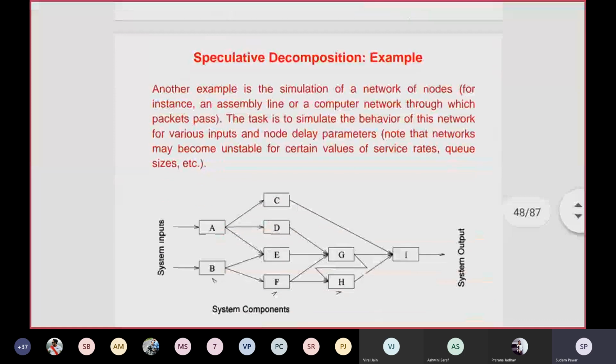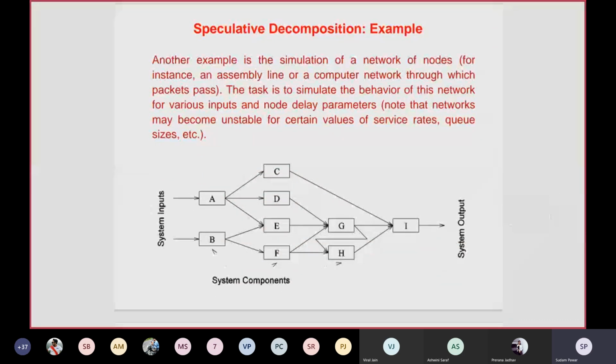Another example shown here is speculative decomposition, and we already discussed the example of network simulation. Different nodes are represented, like A, B, C, D, F, G, H, I. These are shown at 4 different levels. A and B may be the source nodes, and I may be the destination node in that particular networking system.